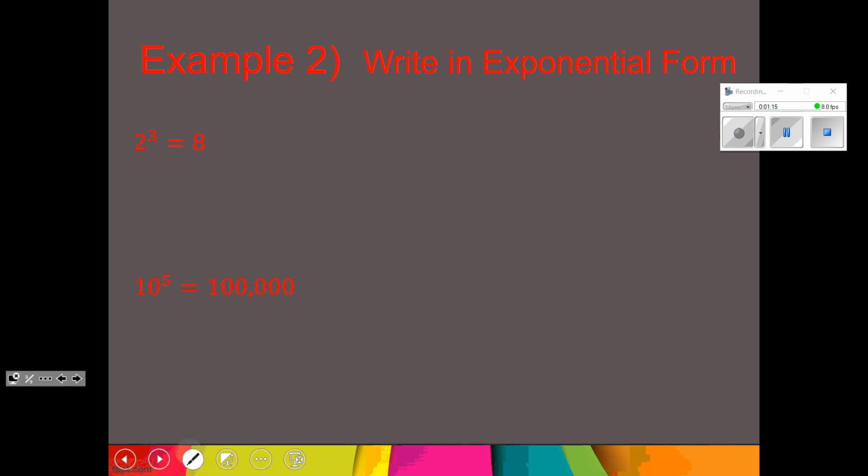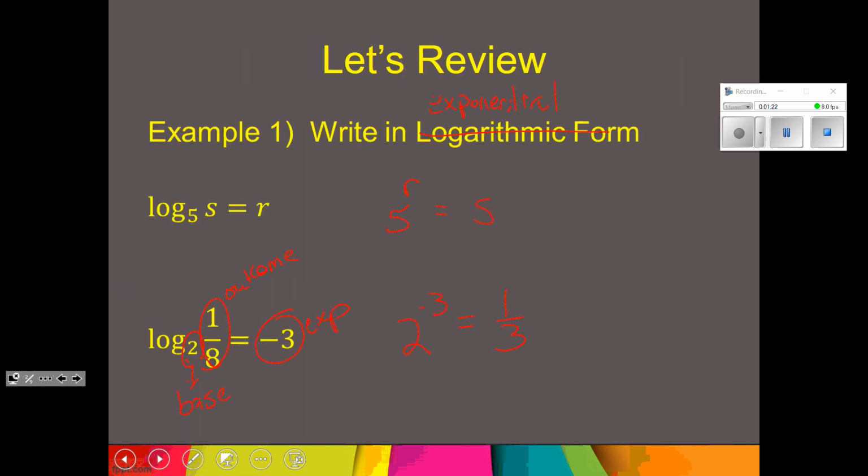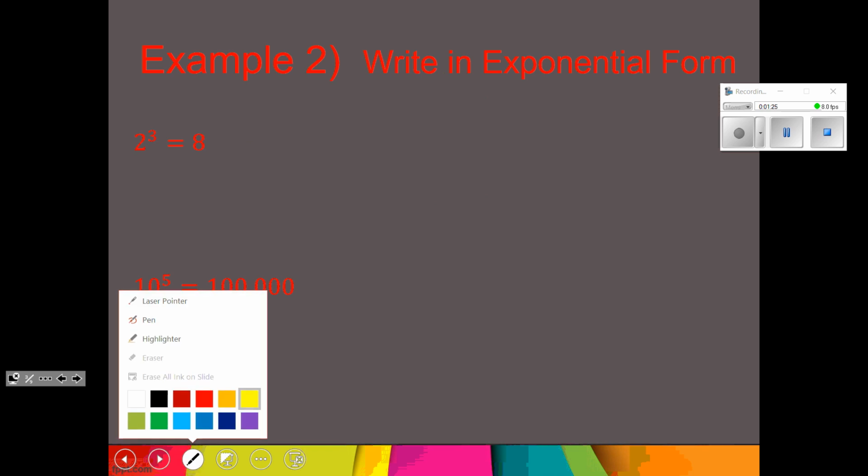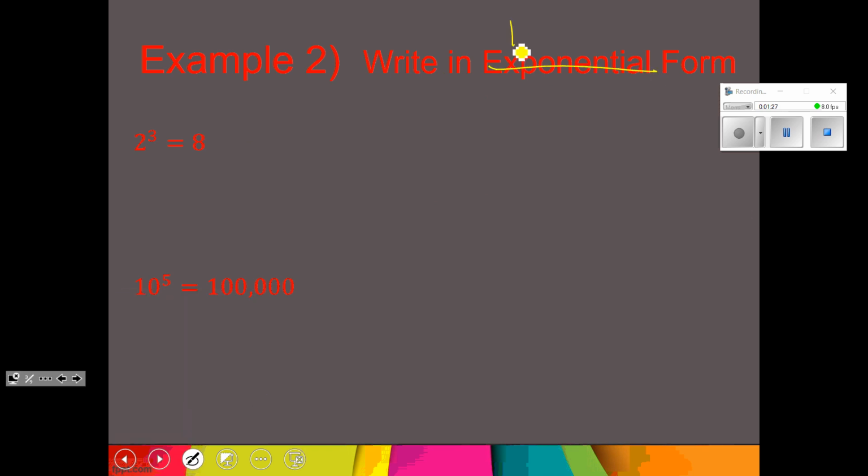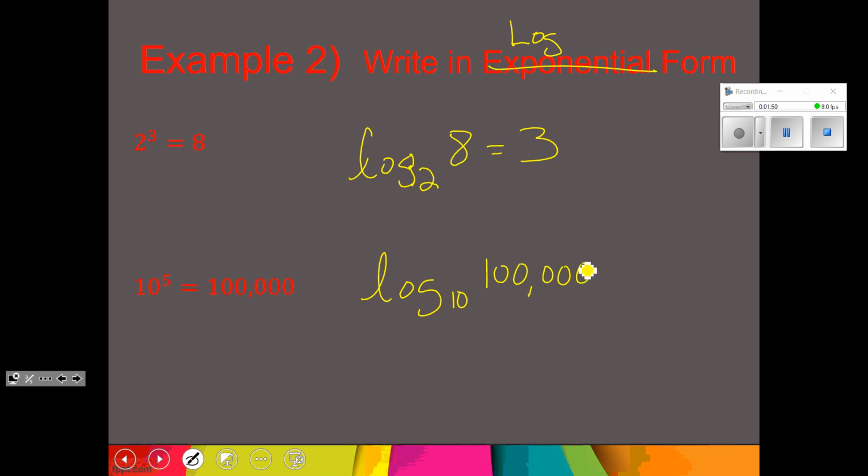Okay, so let's look at this part. We're going to make this into logarithmic form. So 2 to the 3rd equals 8. If we wrote that as a log, it would be the log base 2 of 8 is equal to 3. Okay, again, just a good review. And this one would be the log base 10 of 100,000 is equal to 5.